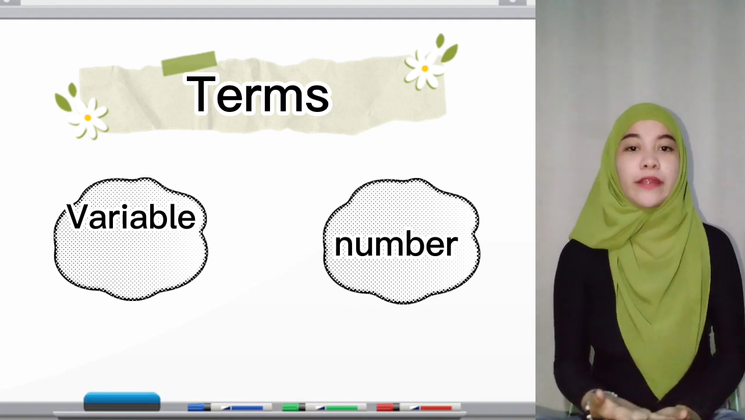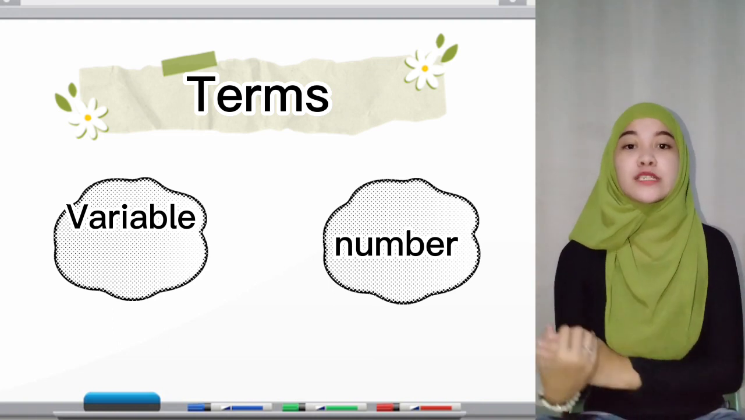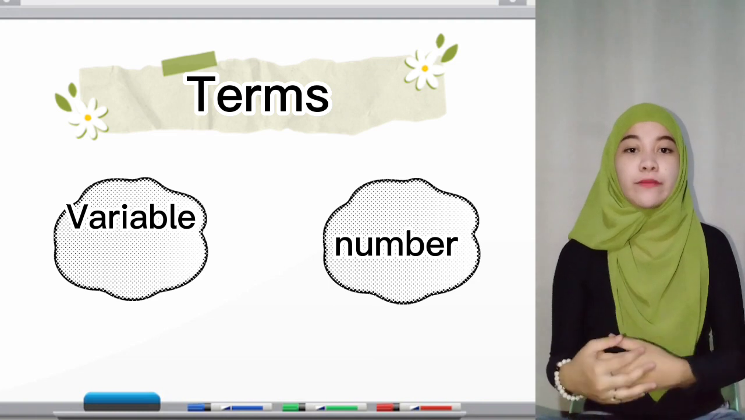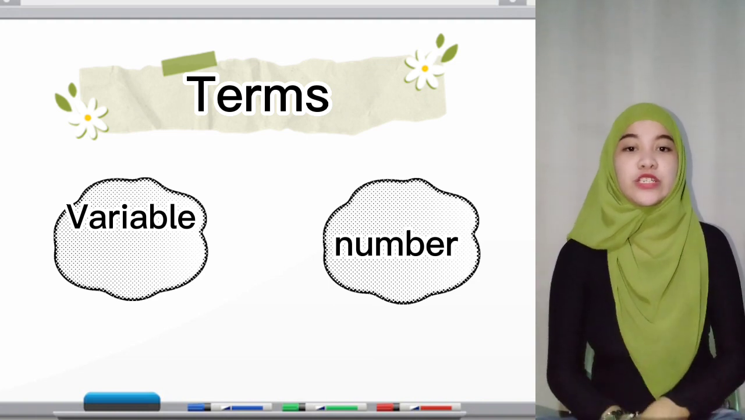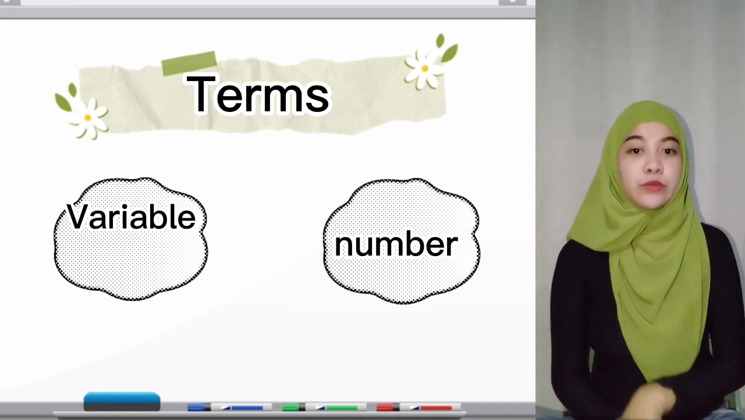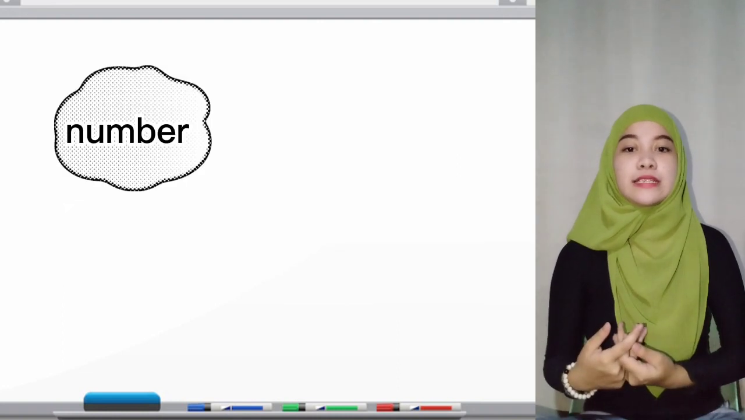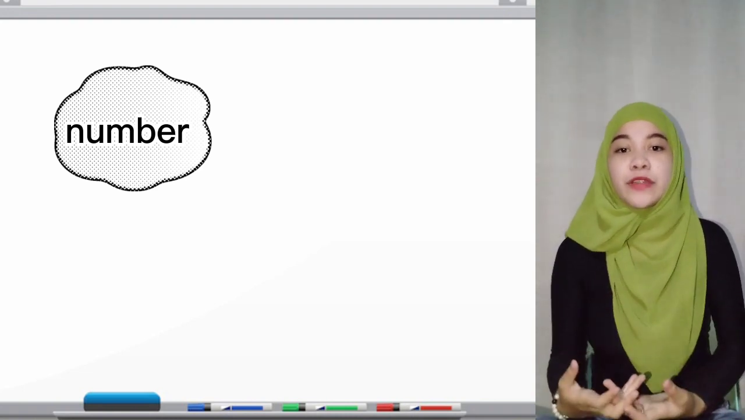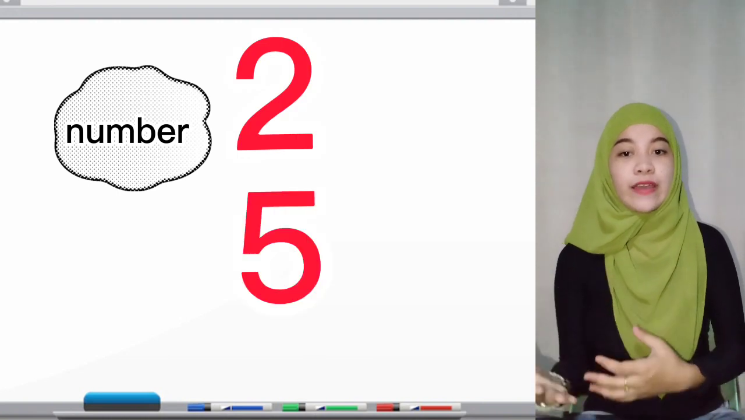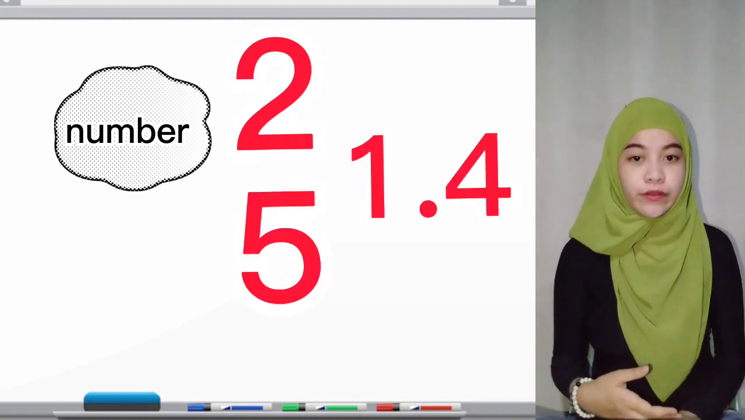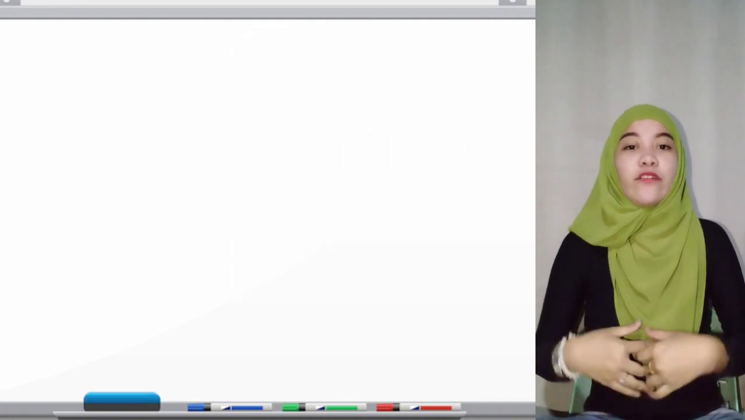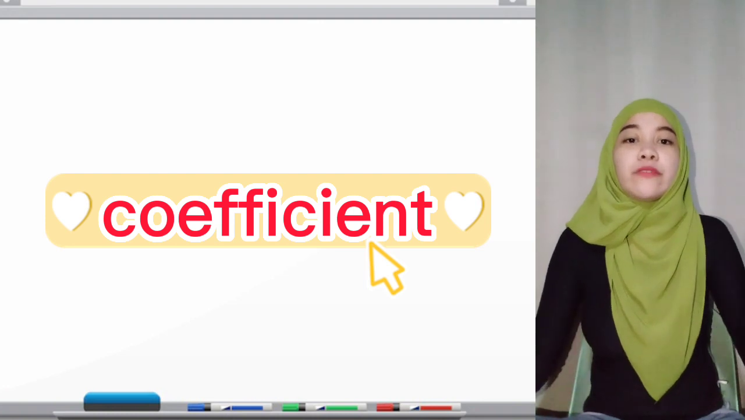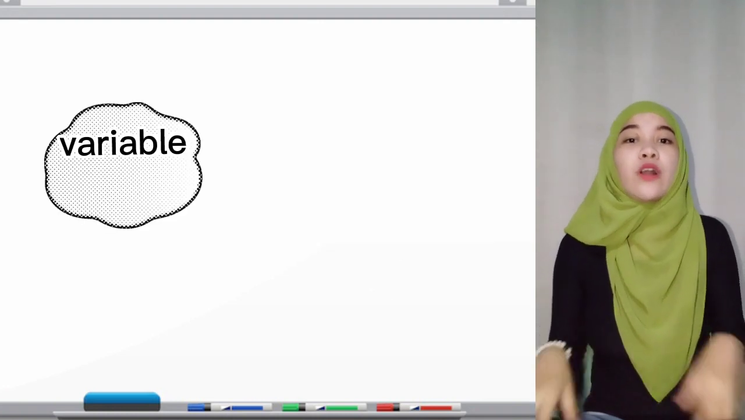In a term, the number part and the variable part are multiplied together, but since multiplication is implied in algebra, the two parts of the term are usually written right next to each other with no times symbol between them. The number part is pretty simple. It's just a number like 2 or 5 or 1.4. And the number part has an official name. It's called the coefficient.